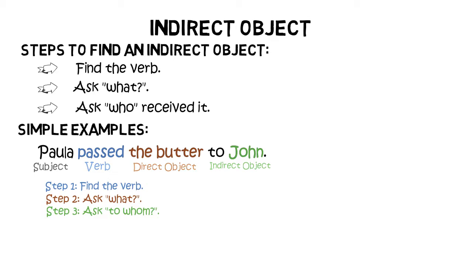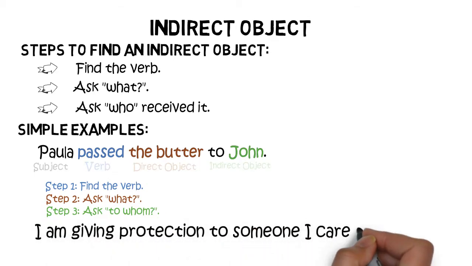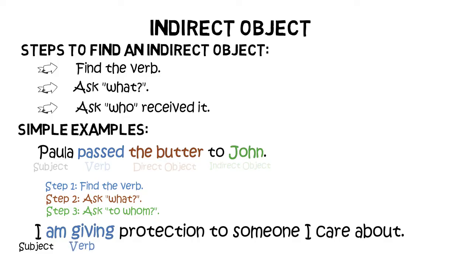Here's another example. I'm giving protection to someone I care about. I is the subject. Am giving is the verb. Am giving what? Protection. That's the direct object. To whom? Someone I care about. Someone I care about is the indirect object.